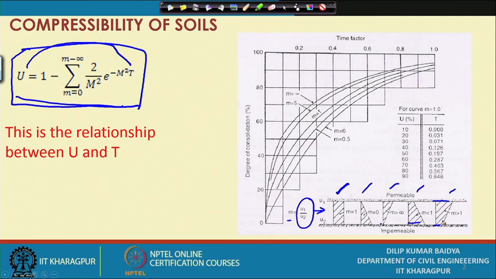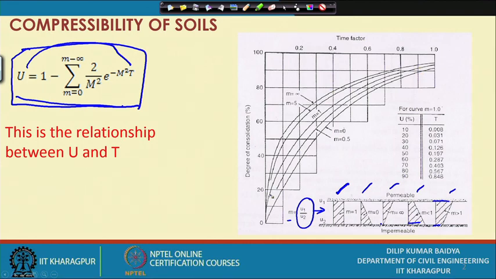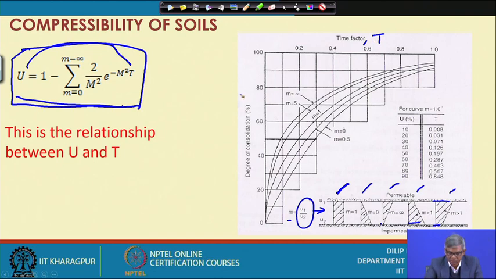If I use that m, we will get another solution, but for the undergraduate level it is enough if we understand the case with m equal to 1, that means pore pressure distribution is uniform within the layer. And if this is the case, you can see there are different plots given, time factor T and degree of consolidation U.